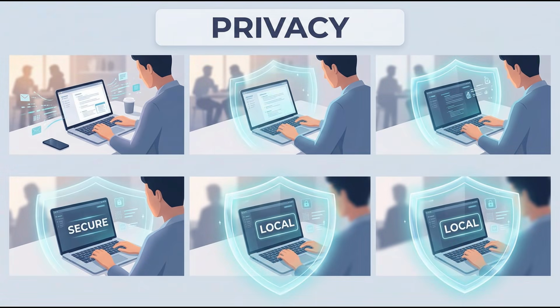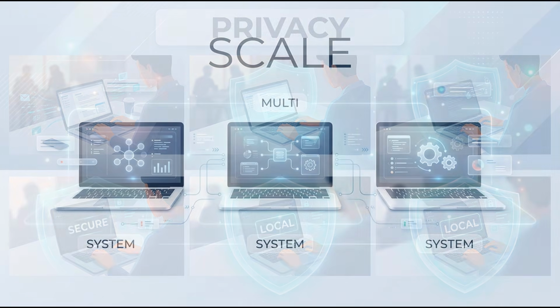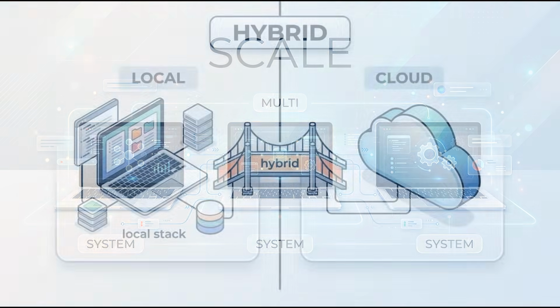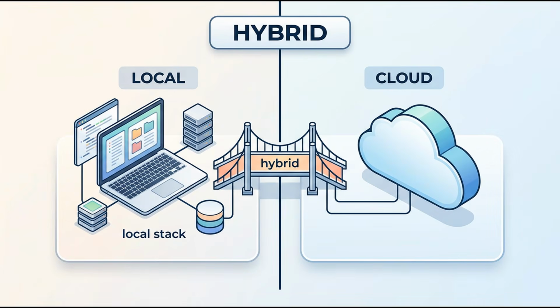Your data never leaves your system. This is critical for sensitive information, enterprise workflows, or personal projects. You can scale locally by upgrading hardware or running multiple systems. This gives flexibility depending on your workload. You can combine local and cloud setups. Use local AI for development and privacy, and cloud AI for large-scale production workloads.